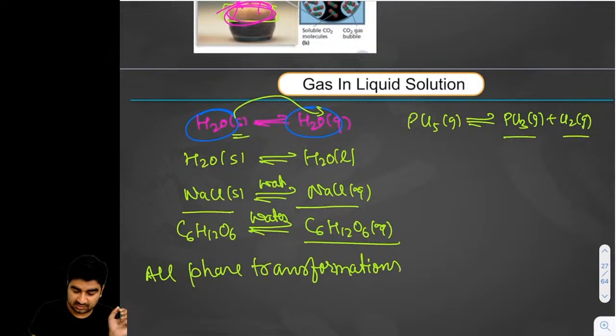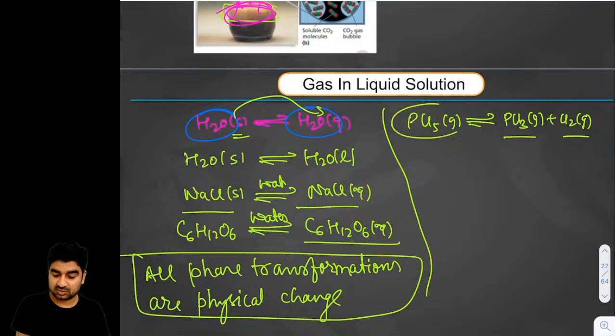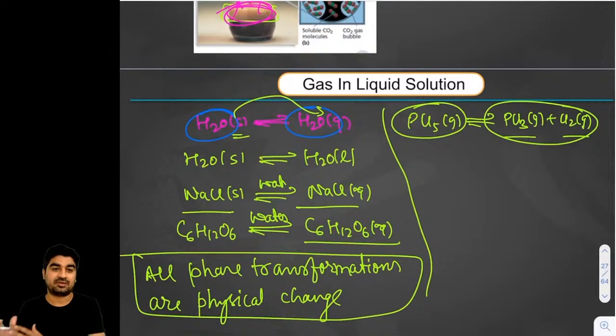All phase transformations are physical change, because there is no change in the chemical compound. Got it? So these are the chemical change, because on the left side and on the right side we have different chemical compounds. Their identities are totally different. Okay, I hope you got it, guys.